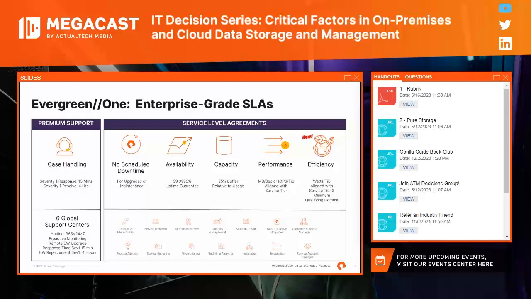Pure also maintains a capacity buffer for those times when you just need to grow. For short-term growth, you can leverage on-demand capacity, or if it's long-term, you can expand your reserve capacity at any time. You'll also get performance SLAs around latency and bandwidth, so you don't have to worry about your storage slowing you down. Pure also offers an industry-first energy efficiency SLA, so your organization can meet its sustainability goals and reduce your overall energy costs with as little as 2 watts per terabyte.